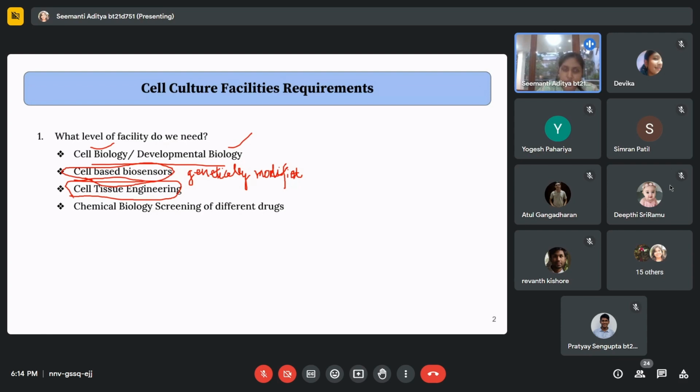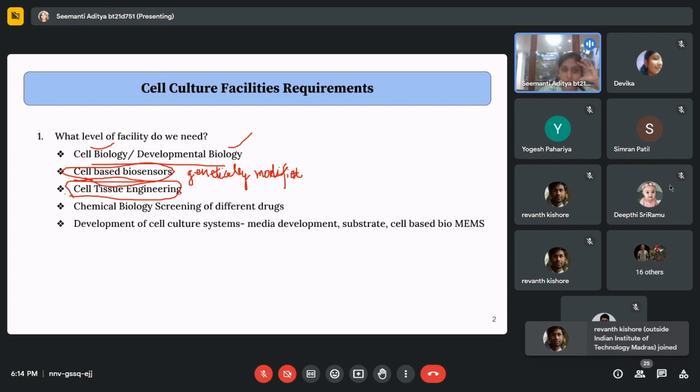These labs do studies on a lot of drugs, maybe at least hundreds and hundreds of drugs, so it is on a larger scale. Here it is not required that we need a very sterilized room. But yes, a medium level of sterilization is required to test drugs in such large quantity. So this kind of facility is required.